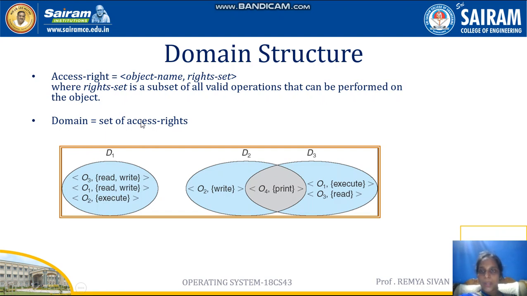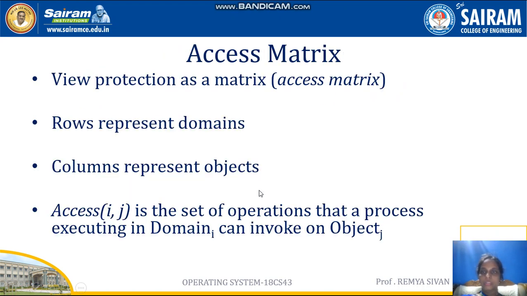And the next one is domain. A domain is a set of access rights. So here three access rights are there, and this set of three access rights is known as one domain. So here a total of three domains are there, D1, D2, D3. And see here, for object O4 the access right is print. That is, both D2 and D3 have the access right print on object O4.